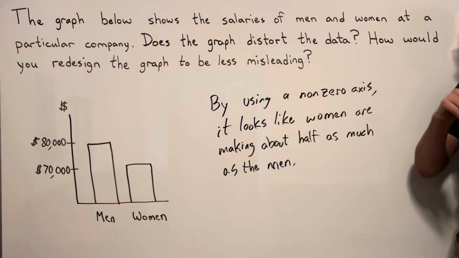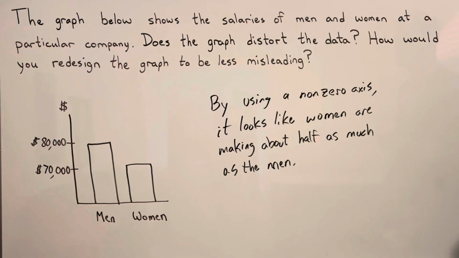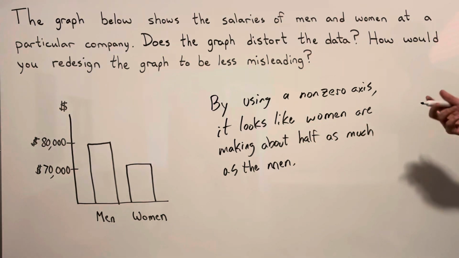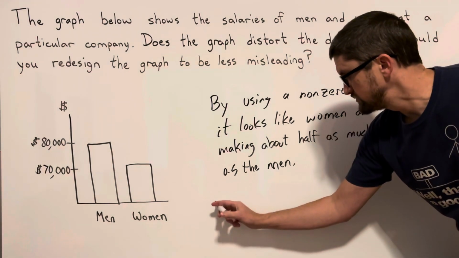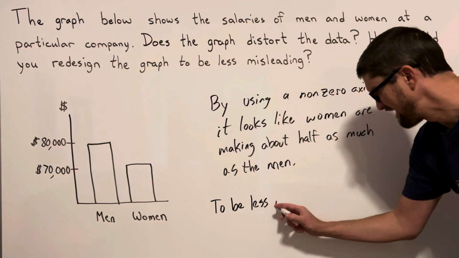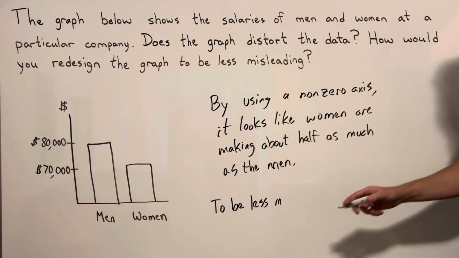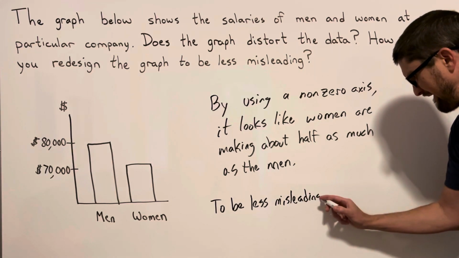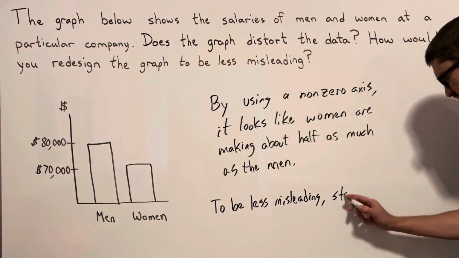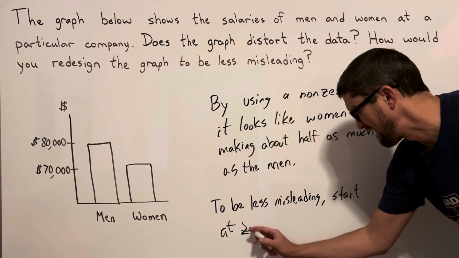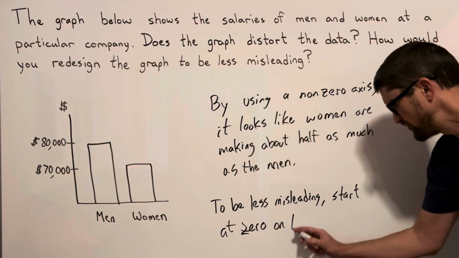The last question, how would you redesign the graph to be less misleading? Well, start at 0 on the vertical axis. So, to be less misleading, start at 0 on the vertical axis.